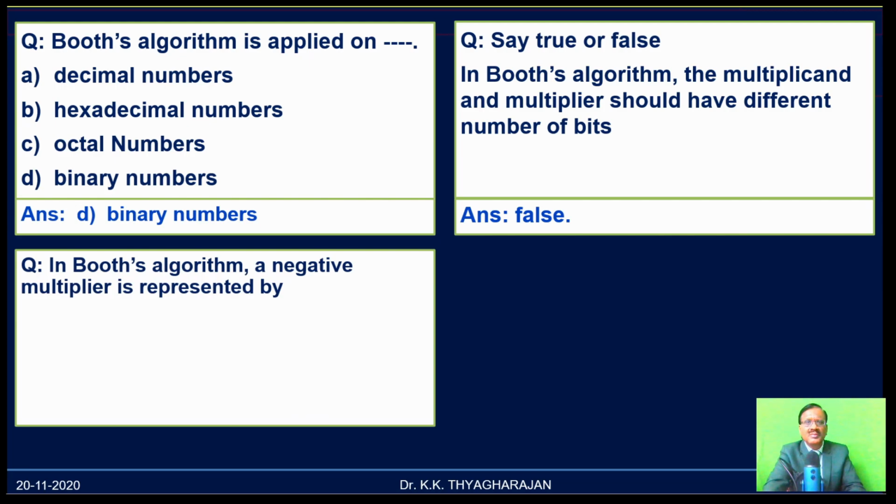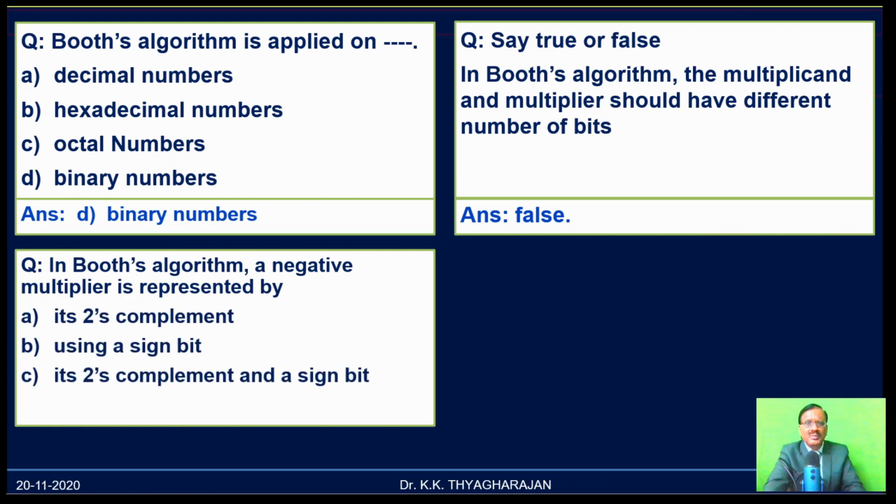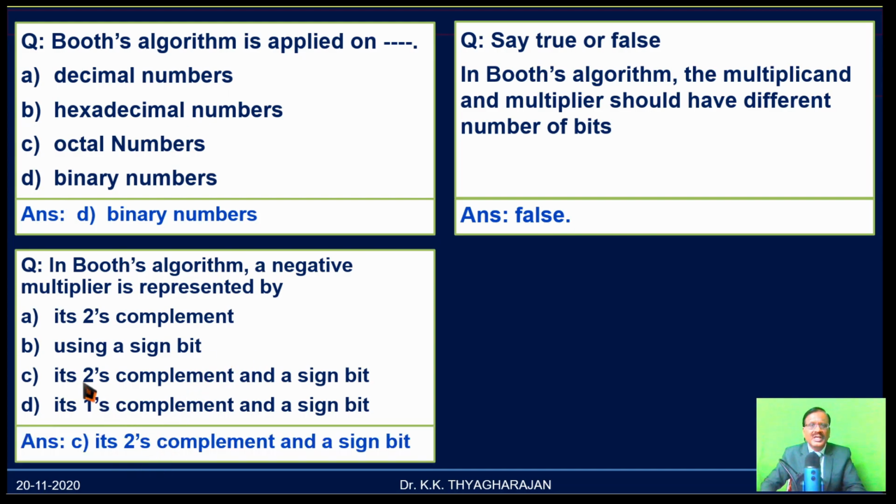In Booth's algorithm, a negative multiplier is represented by its 2's complement using a sign bit, its 2's complement and a sign bit, its 1's complement and a sign bit. The correct answer is C because we are taking 2's complement and we are having a sign bit also in that. Initially we are adding a sign bit in the most significant position and after that we take the 2's complement, or we take 2's complement, then we add a sign bit.